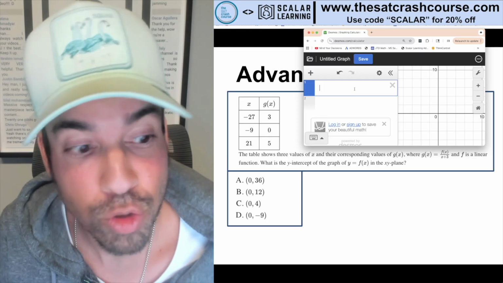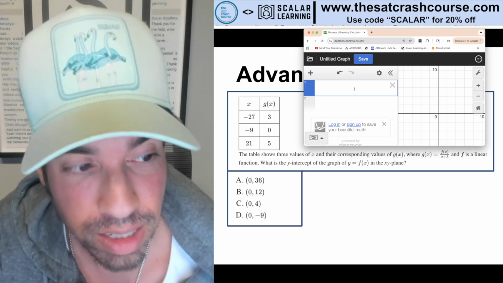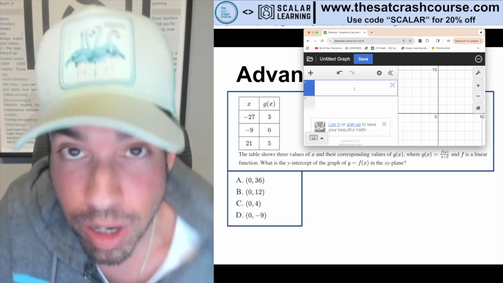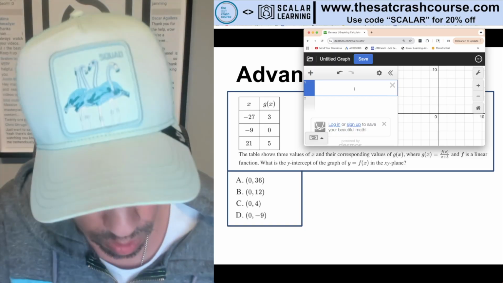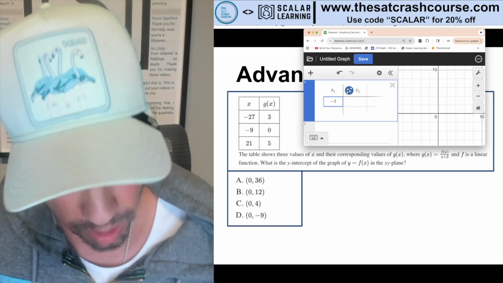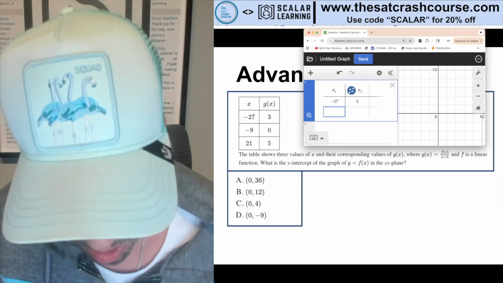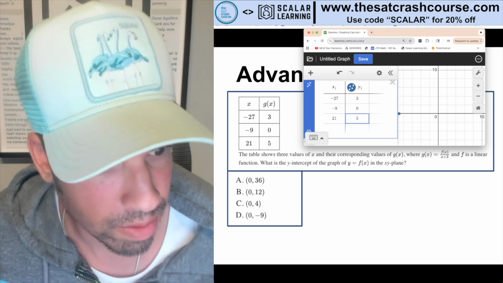Done. Now, this one's really crazy. You really have to read between the lines to actually utilize a regression successfully here, but I'm going to show you how to do it in case you want to see it. I do also think this one is great by hand, but let me just show you. So again, we've got a table of values for g of x. We've got negative 27, 3, we've got negative 9, 0, and we've got 21, 5. So we've got these great values.